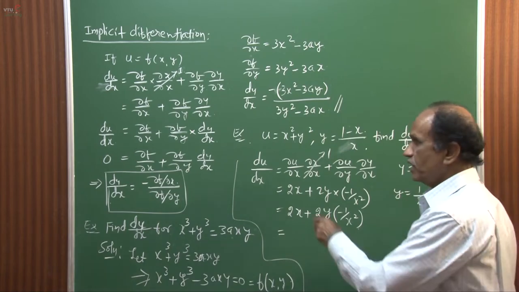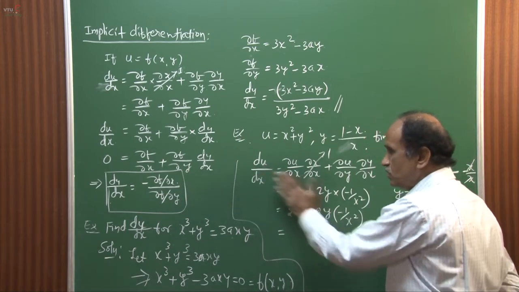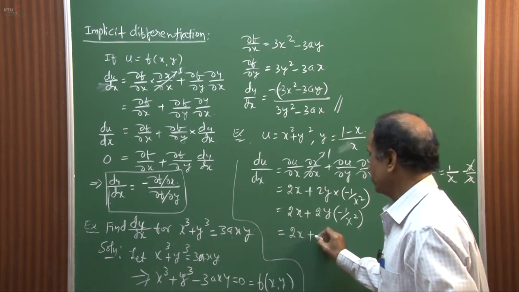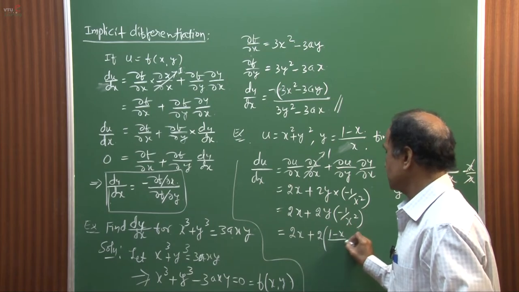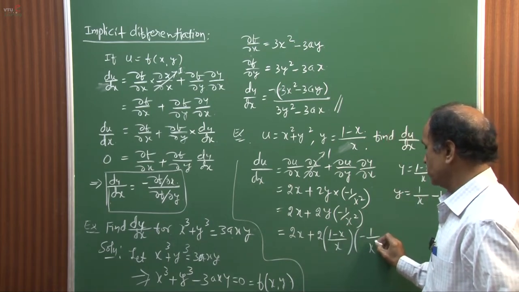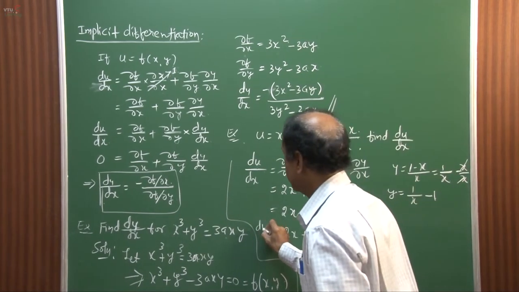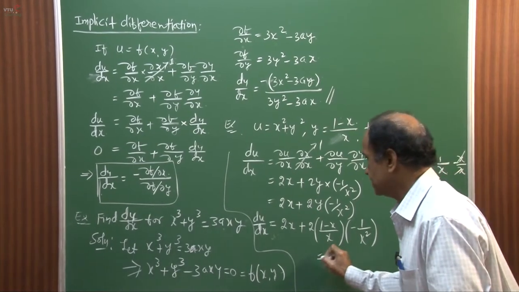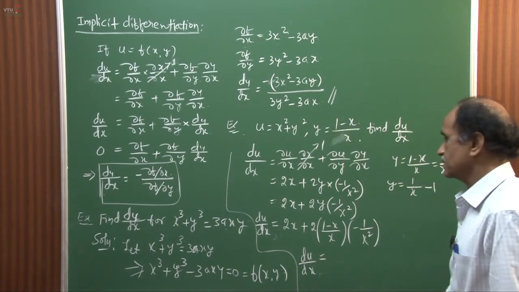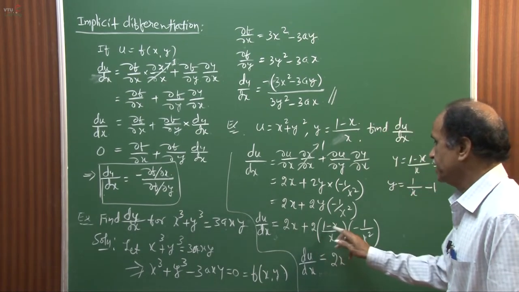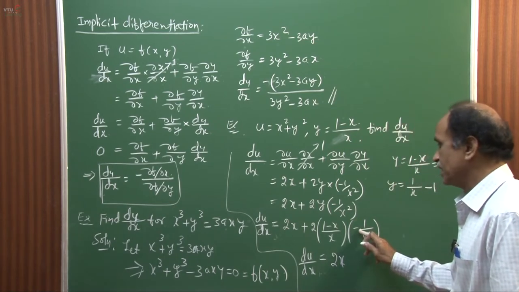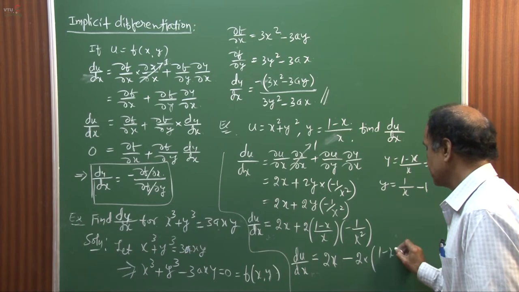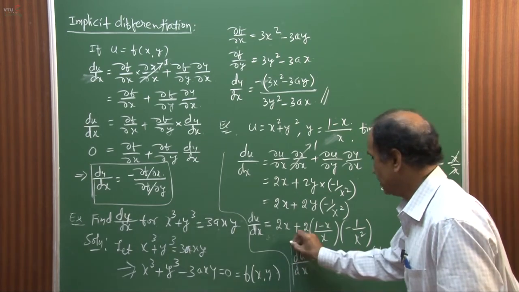Why? Because we require du with respect to dx alone, with the complete right side value, that is, y is there. You have to eliminate this y, that is 2x plus 2y, meaning (1 minus x) divided by x into minus 1 divided by x square. What is this? Du divided by dx. Then finally, I can write like this: du by dx should be 2x as the first term on the right side, and 2 into this much, taken with a minus sign because it is multiplied there, then minus 2 into (1 minus x) divided by x cube. This is your final value.